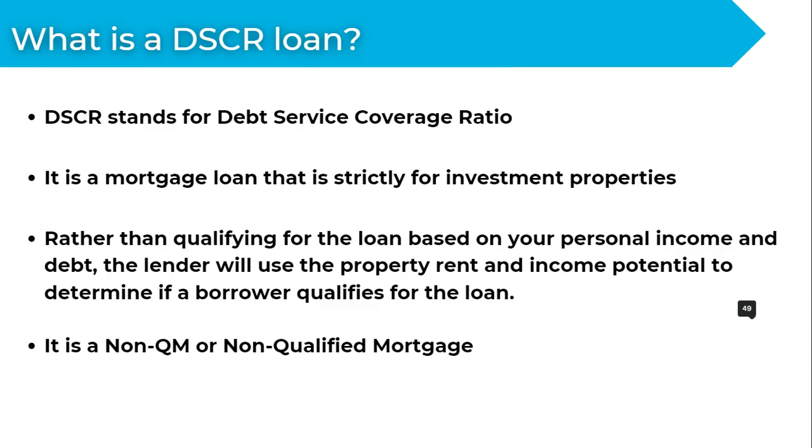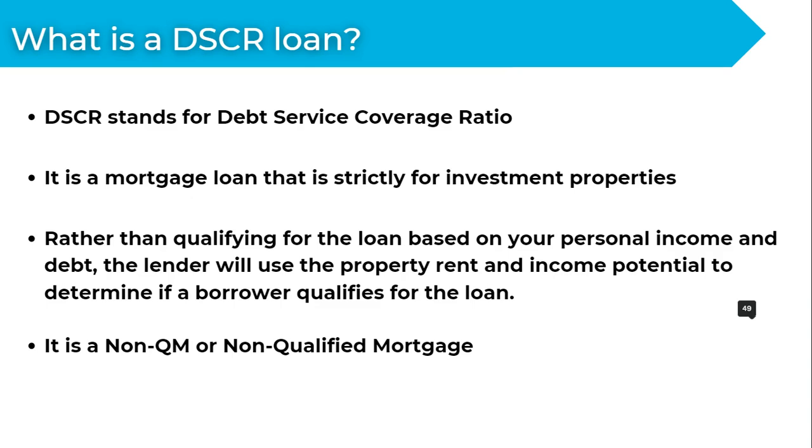And rather than qualifying for the loan based on your personal income and personal debt to income ratio, instead the lender is going to use the rent or projected rents as the income to be able to determine if that property is going to cash flow or at least break even. And if it does, then they say that property ratios, and they will potentially loan on that property if it meets other requirements and guidelines.